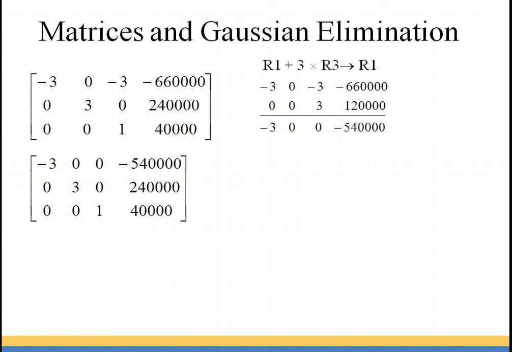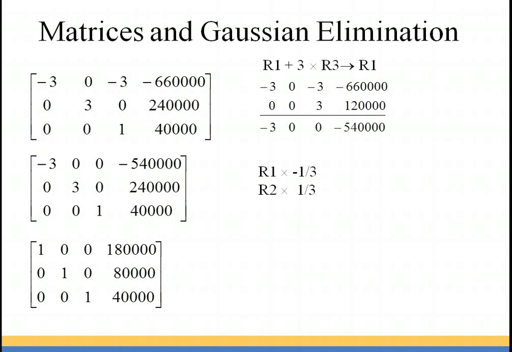So we're going to take row 1 and multiply it by negative 1/3, and take row 2 and multiply it by positive 1/3, and we get the diagonals being ones. And that means that we can solve for x, y, and z at this point. So this row echelon reduction, it's just actually doing the back substitution for us without us having to rewrite the entire equations. Okay, so x has to be 180,000, y is 80,000, and z is 40,000.